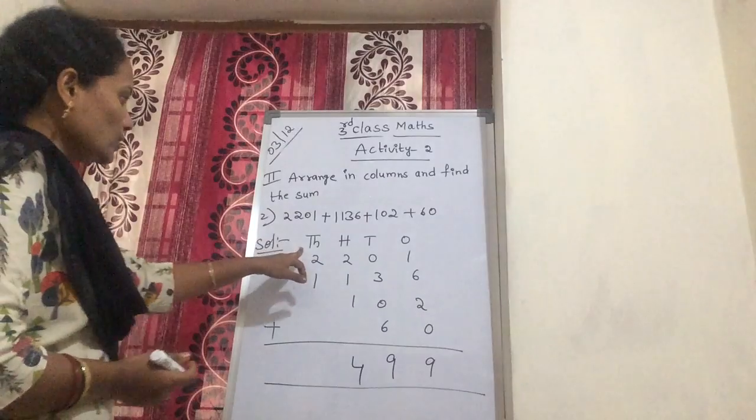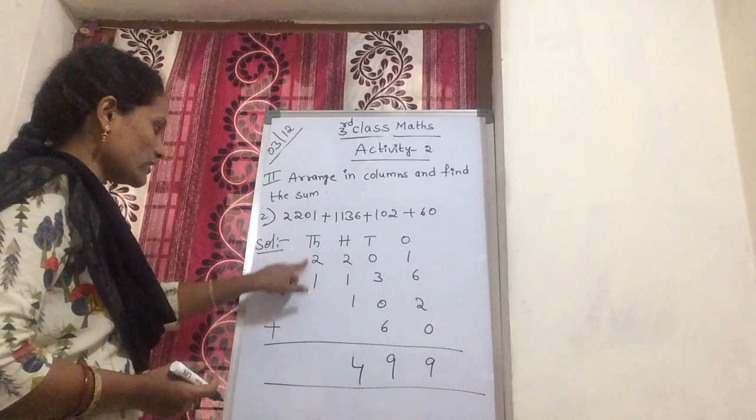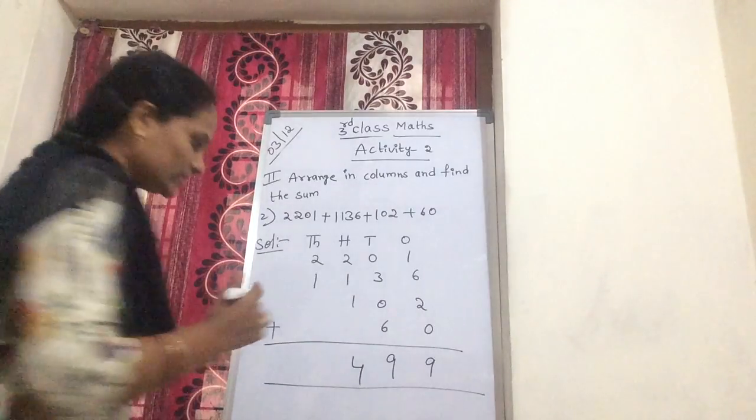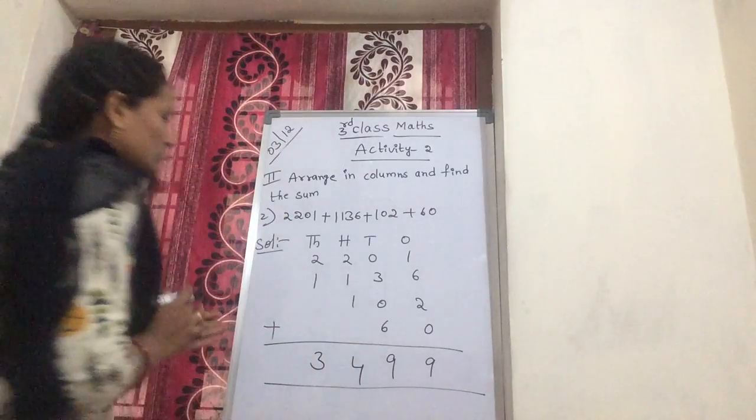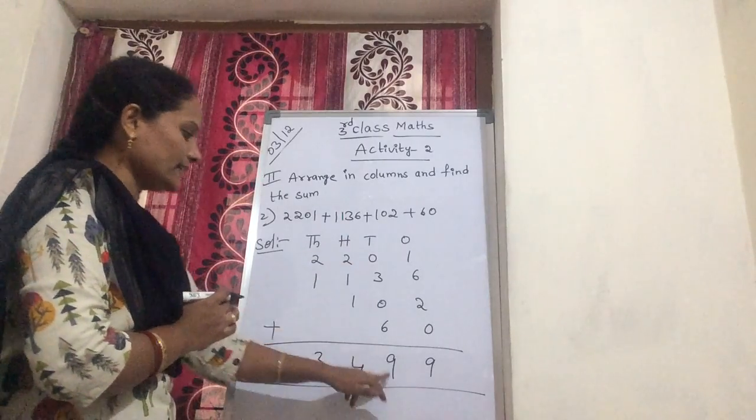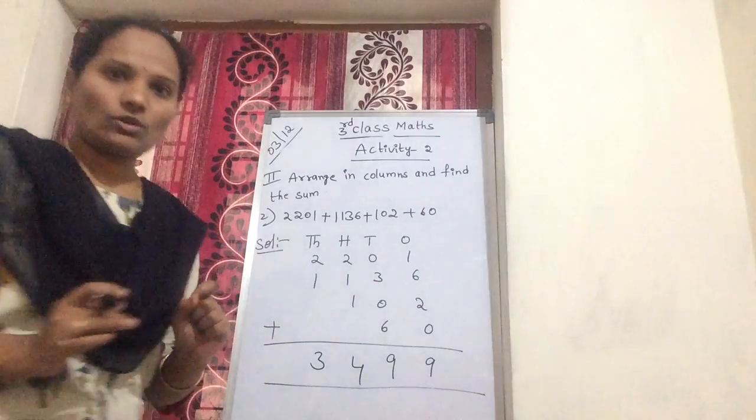Now, coming to thousands. In thousands only 2 numbers are there, that is 2 and 1. 2 plus 1 is 3. You get 3. Now what is our number after adding? 3499. Please copy it.